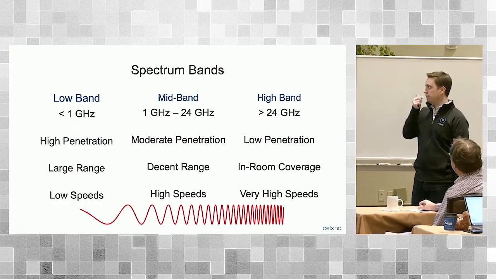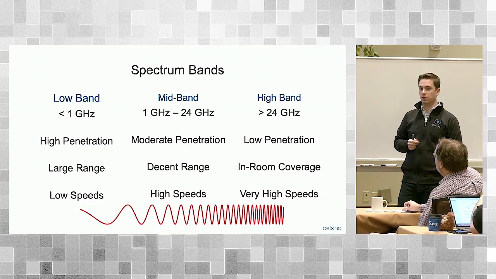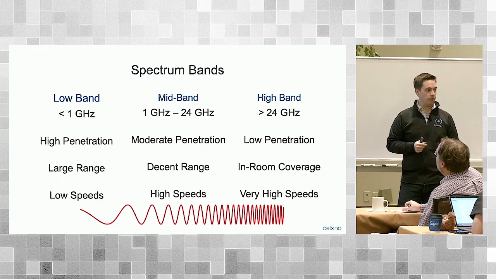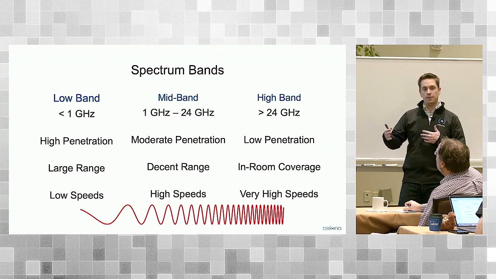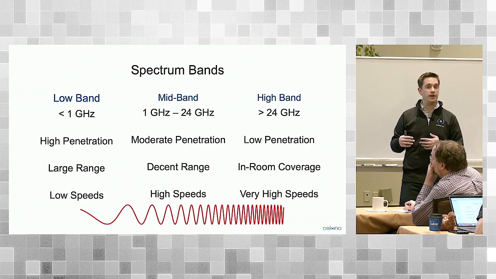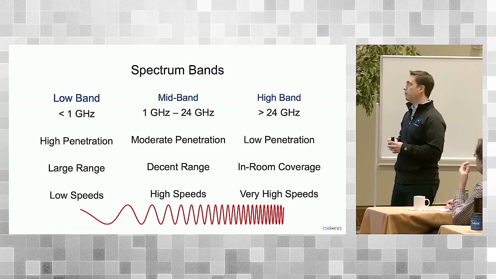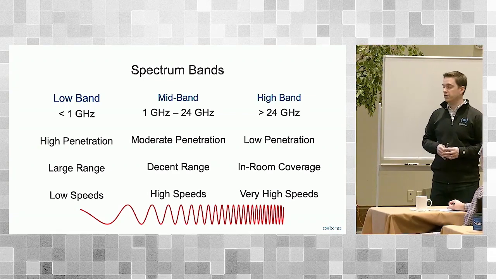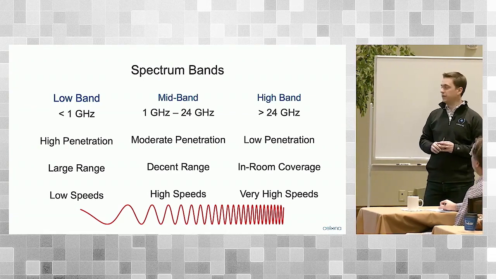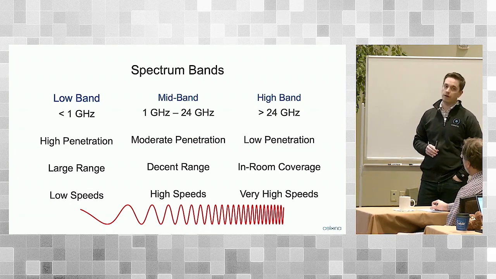LTE is deployed and cellular is deployed in a couple different spectrum bands. Just want to give you, when you hear low band, mid band, high band, a frame of reference of what they technically mean. The definition, especially around mid band, has shifted in the last couple of years based on the FCC trying to reclassify spectrum for 5G. So as of right now, low band is less than or sub 1 gigahertz. Mid band is technically defined as 1 to 24 gigahertz, and high band is greater than 24 gigahertz.